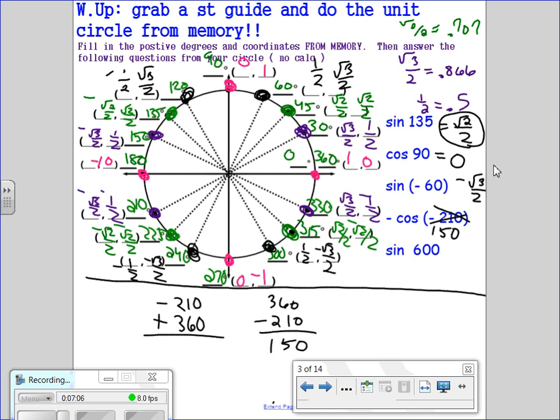We're going to take the cosine of 150, then at the very end, change the sign. That's what that negative out front means. The cosine of 150 would be negative radical 3 over 2. But this negative out front means change the sign at the very end. So our final answer is positive radical 3 over 2.